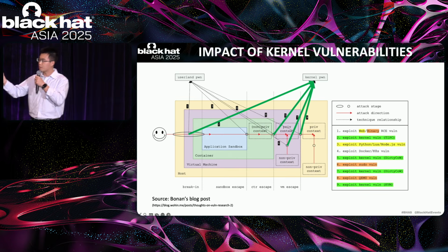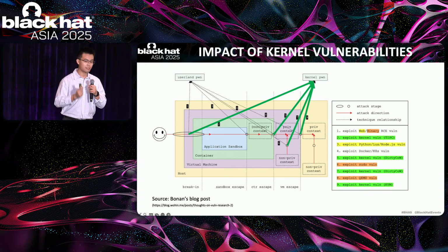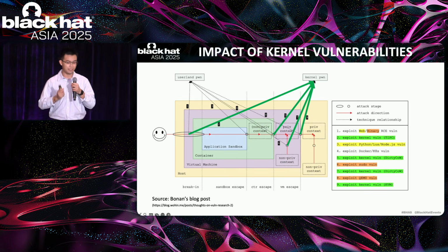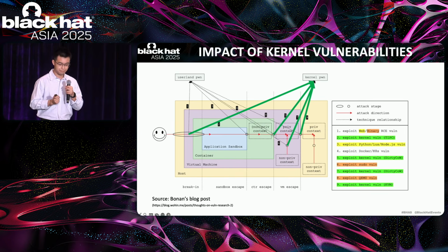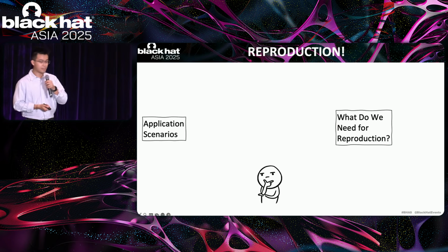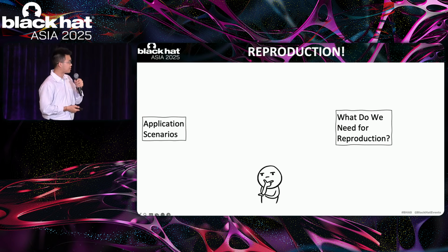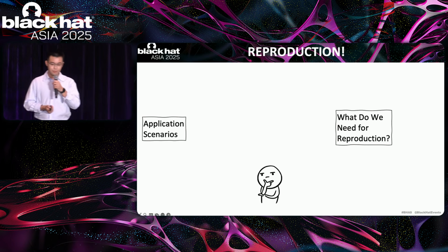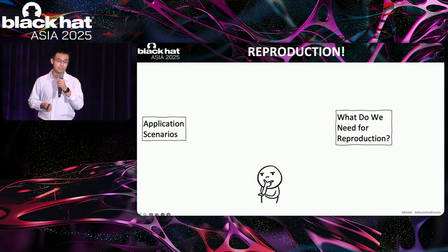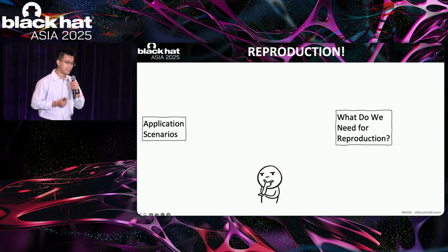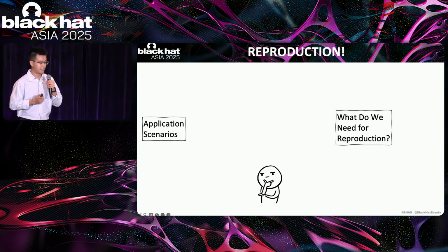And for all the green arrows, you can see they are all the impacts that a kernel vulnerability will bring. Okay, now let's talk about reproduction. We can reproduce a vulnerability to analyze it and to get the root cause of it.